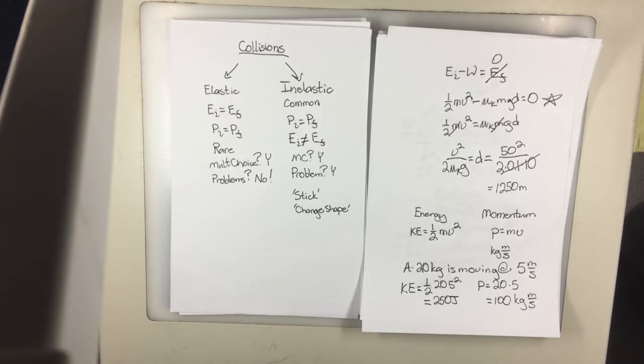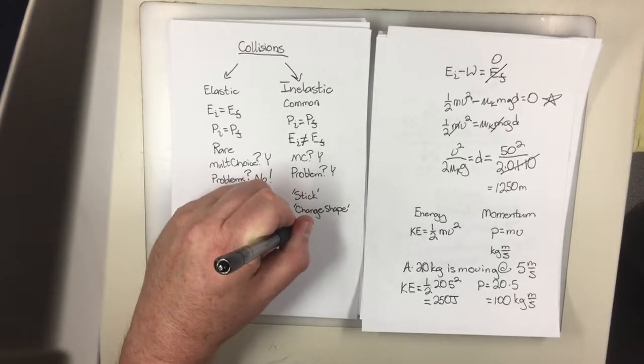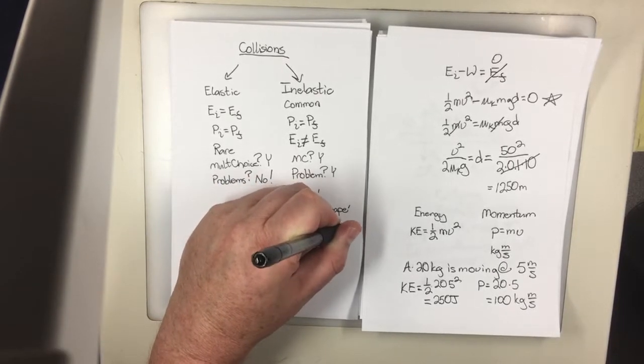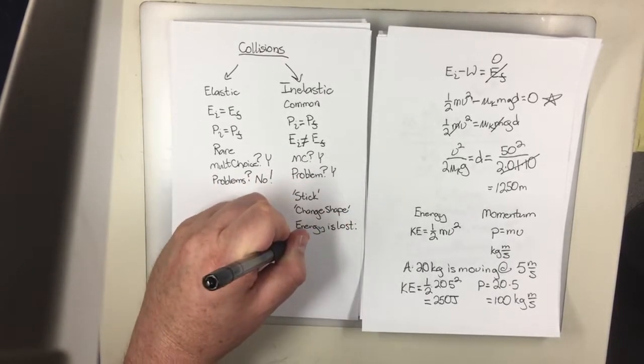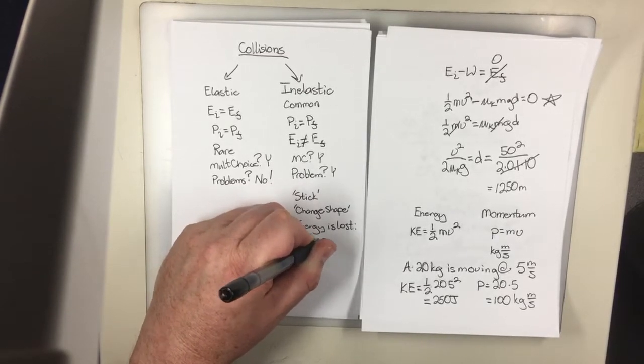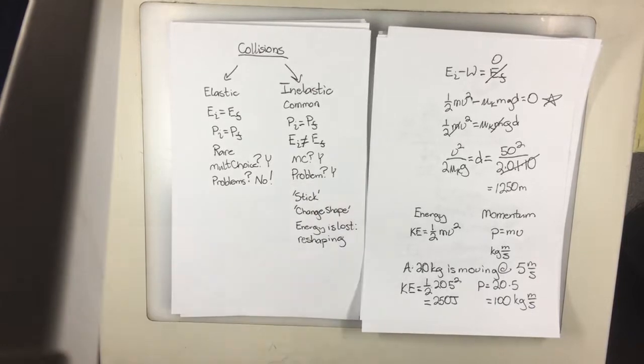If you see an inelastic collision problem, energy is lost through reshaping. When those 2 cookie dough balls collide, they change shape. It requires energy to change the shape of an object. So that's where some of the energy goes.